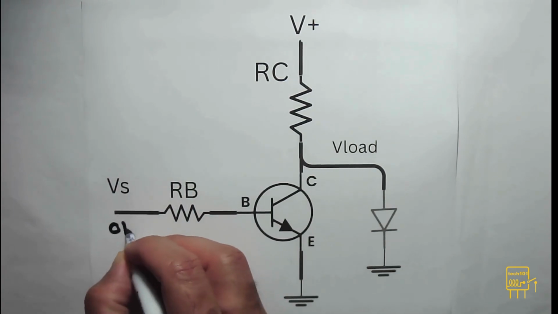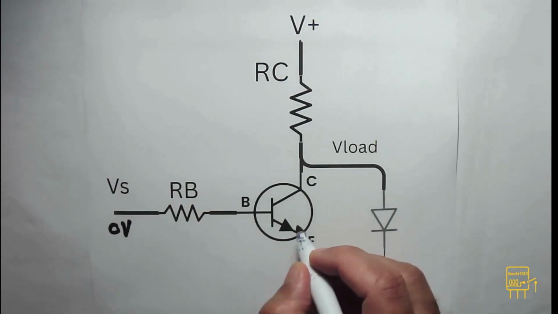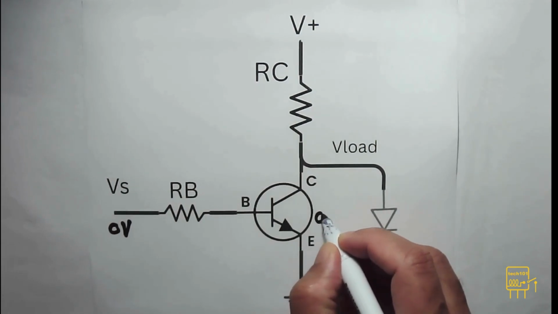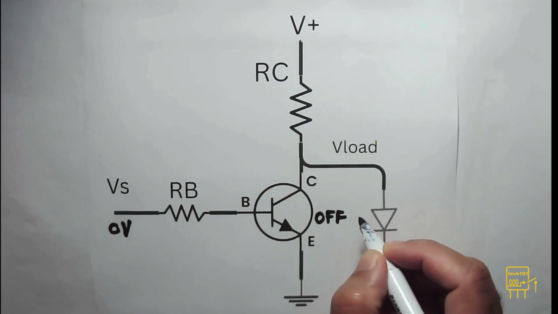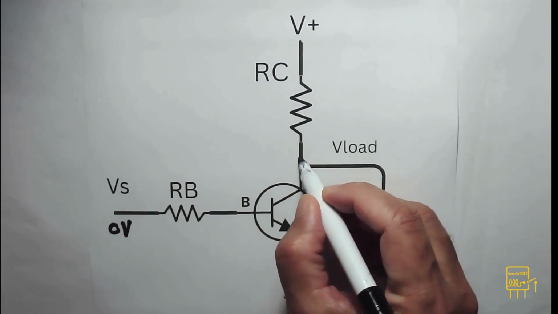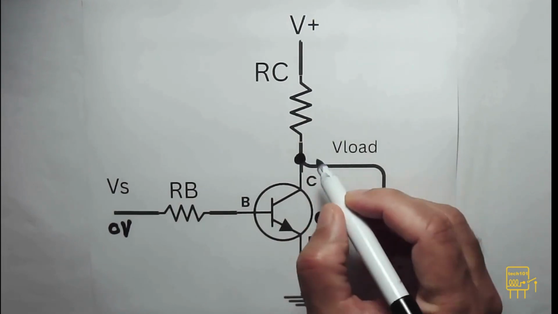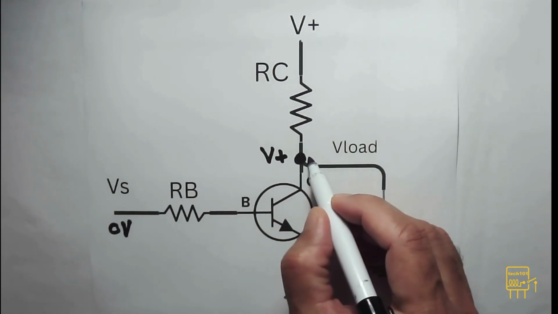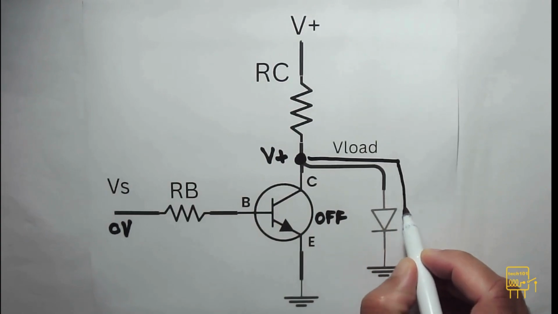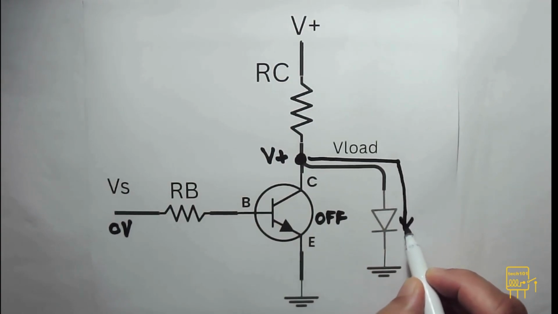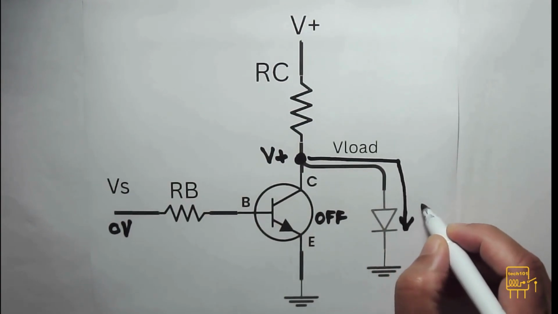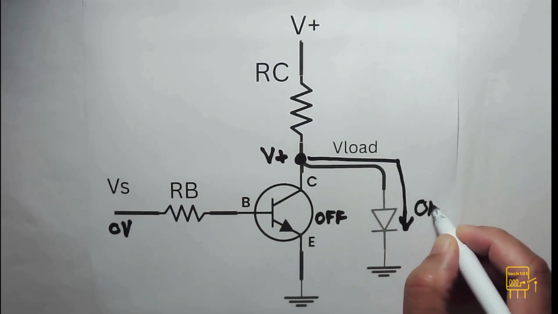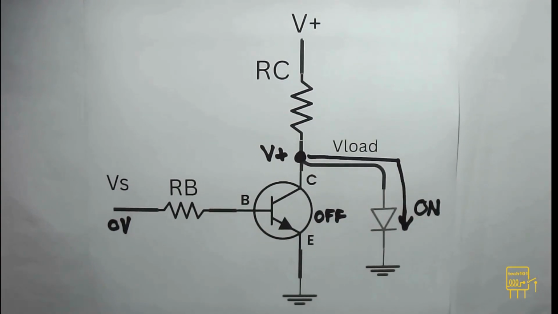When base signal voltage is 0, NPN transistor switches off state and current flows through the load LED via the RC resistor. Value of RC has to be determined as per the LED current requirement. The load current bypasses the switched off NPN transistor and flows through load LED. The load LED is on state. We noticed when the transistor is switched off, the load is switched on.